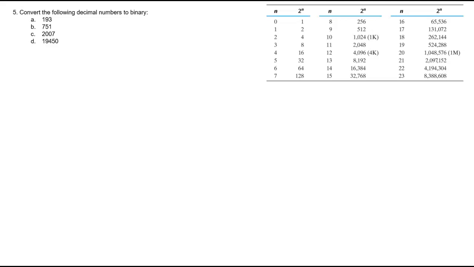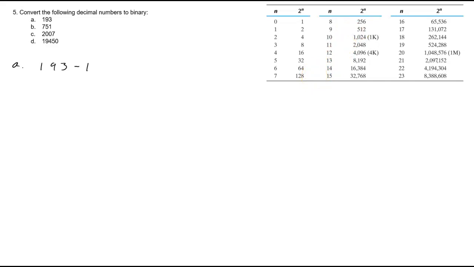So let's see, the first one is 193. So I'll put 193 right there. And now we need to look in this chart on the upper right and find the largest power of 2 that we can subtract from 193 without going negative. And if we look here, we see 2 to the 9th is 512. If we go to 2 to the 10th, it goes over. Nope, that's not right. 193, if we go to the 8th, that's 256. But that's bigger than 193, so that won't work. We need to go down to 2 to the 7th, which is 128.